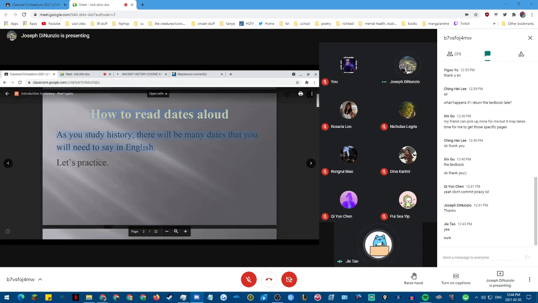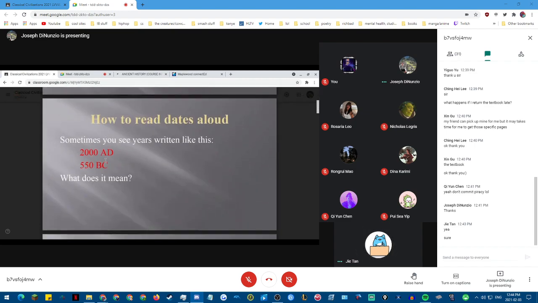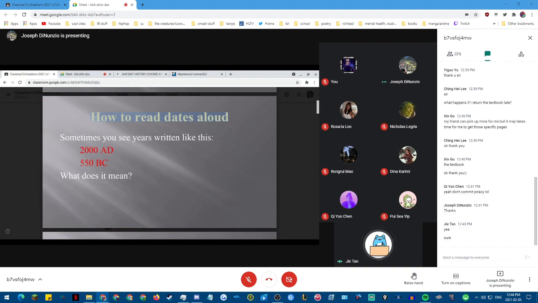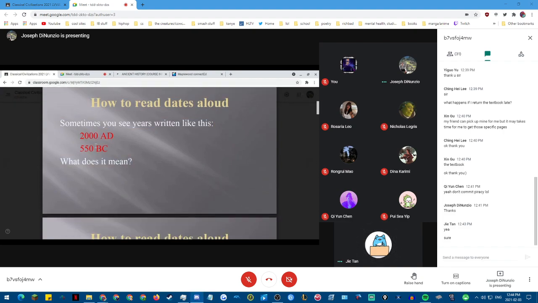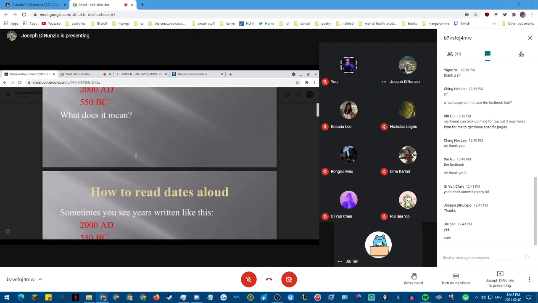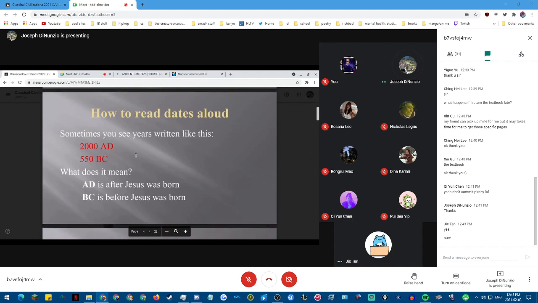How to read dates out loud. As you study history, there will be many dates that you will need to say in English. Let's practice. Sometimes you see years written like this: 2000 AD and 550 BC. What does it mean? Nice and loud. 2000 AD, 550 BC.